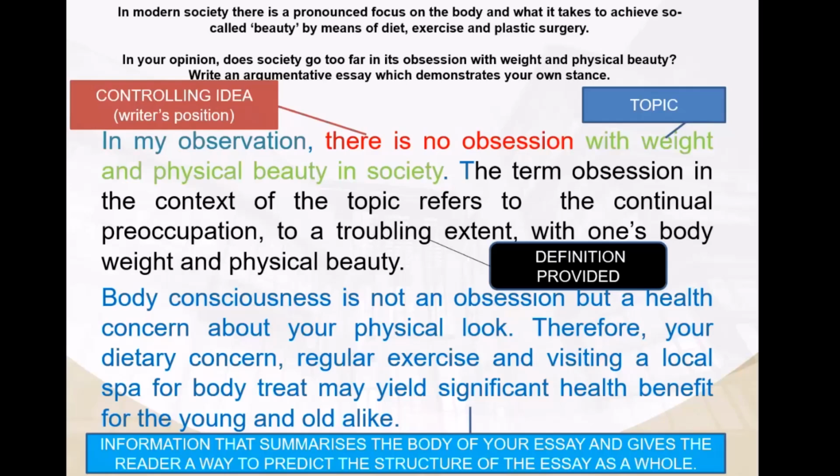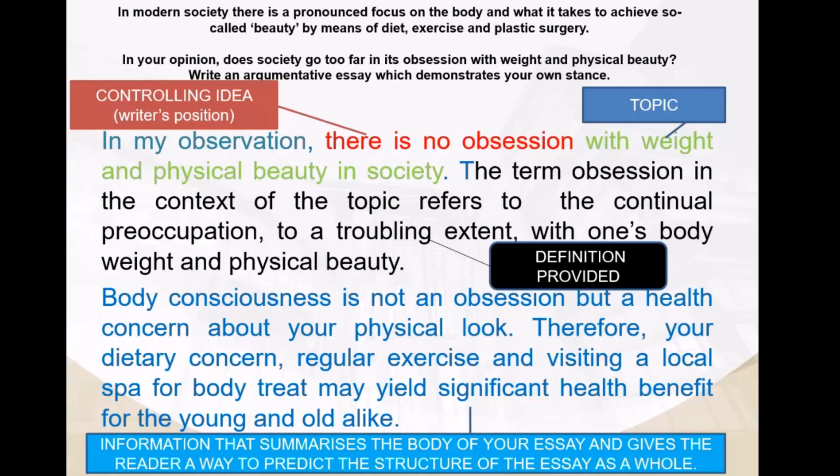This is the working definition that the student is using to refer to obsession. He says it is the continual preoccupation to a troubling extent with one's body weight and physical beauty. It's a preoccupation, continually preoccupied, to even a troubling, disturbing extent about your weight and physical beauty. Body consciousness, according to the student, is not an obsession, but a health concern about your physical look.